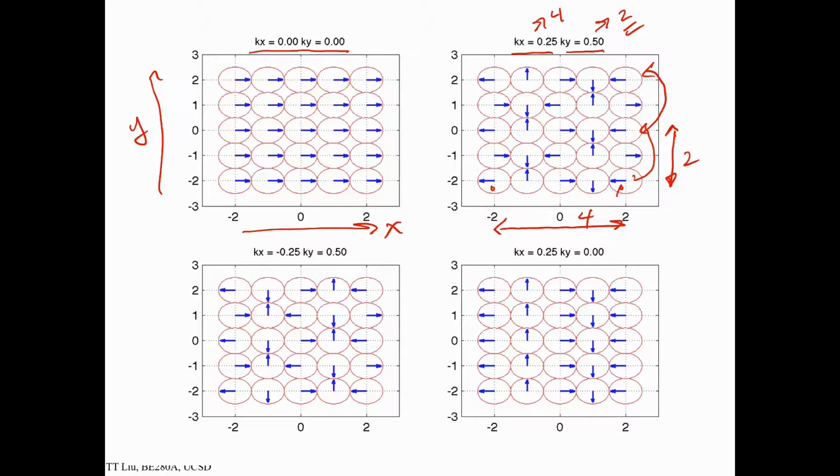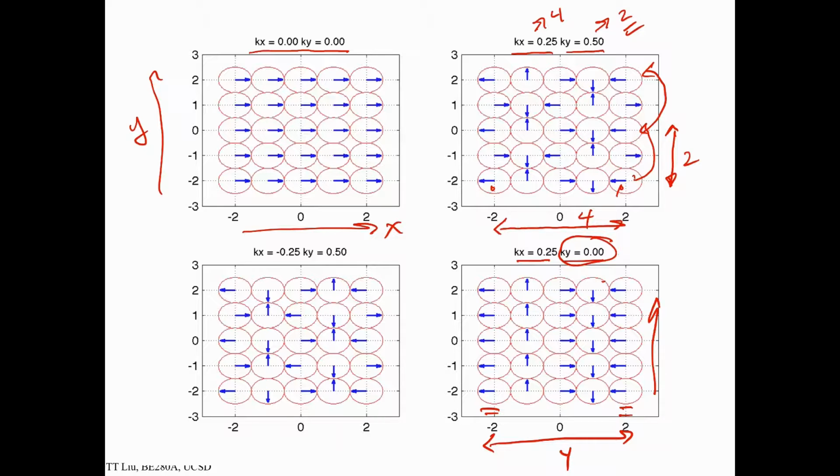Now let's look at another case, a simpler case, where kx equals 0.25 and ky equals 0. So once again, the period in this direction is 4, and that makes sense because that's where they return. And here we see no variation of the orientations along any column. You notice that the orientation stays the same, and so therefore ky must be equal to 0.